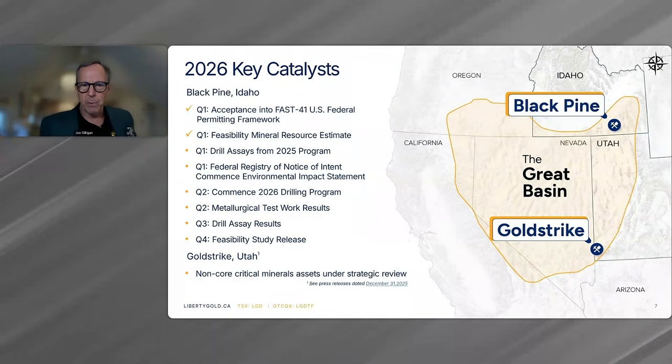We do have two principal assets, not only the Black Pine large oxide gold system in Idaho, but we also have a smaller oxide gold system, Goldstrike, in southern Utah. We picked up a critical minerals asset to go with the antimony mineralization that we discovered in Goldstrike, and last year we announced that we would be spinning out those critical metals assets. I don't propose to talk any more about those now, and the focus of this talk will be on Black Pine. Key catalysts. We did release that mineral resource yesterday, which I'll talk about in a little while.